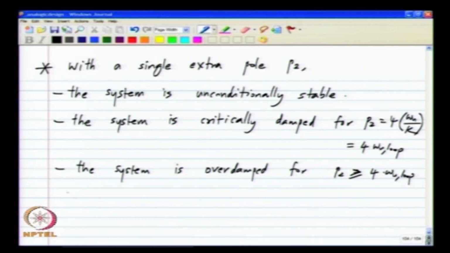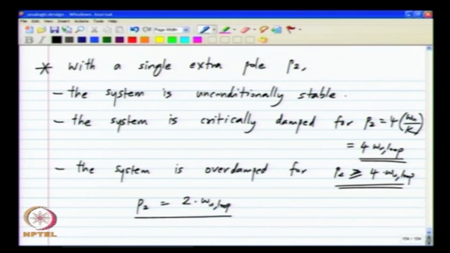So, now again we can tolerate this condition, we can violate this condition a little bit, but not by too much. It is okay to have, let us say P2 is 2 times omega u loop, in this case you will get a little ringing, but certainly you do not want to make P2 at a lower frequency than this. In that case you will have a lot more ringing and it will not be acceptable in an amplifier.